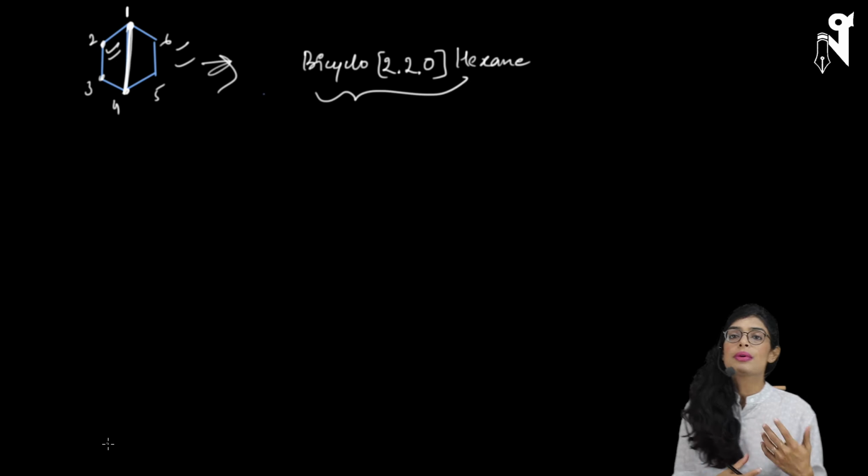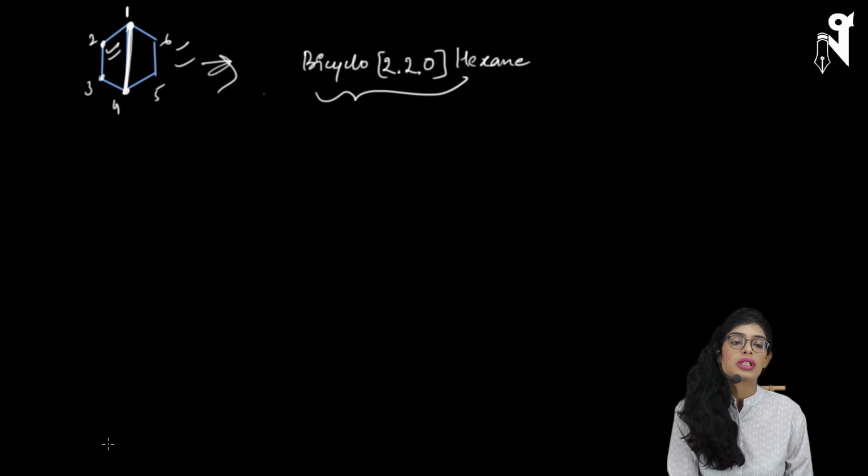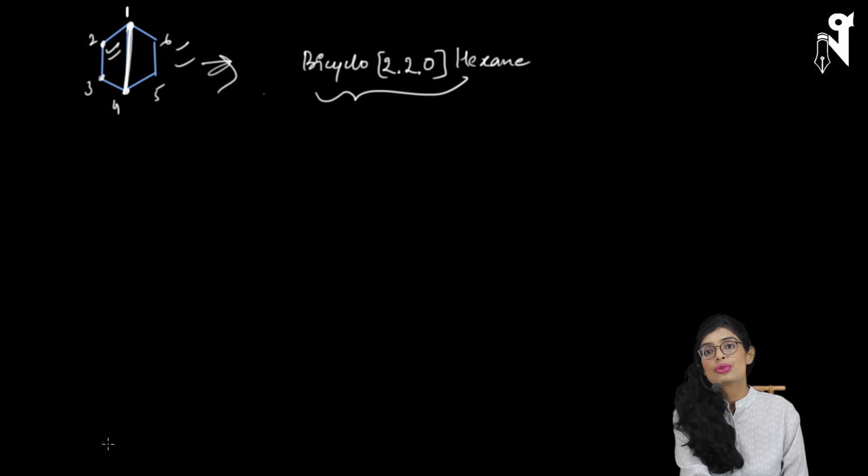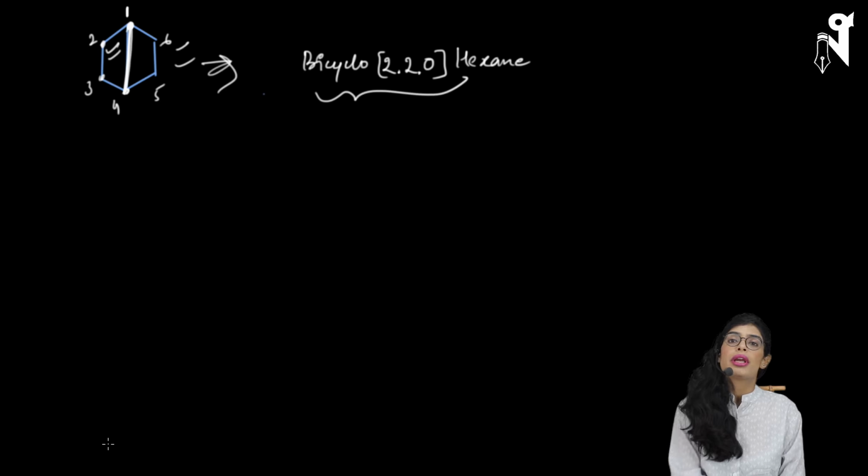So these are some examples. You won't get any complicated things over here. These are the maximum complexity levels of the bicyclo compounds. If you have understood this, it will be easier for you to solve questions. There are no major changes which they can make in these bicyclo compounds.